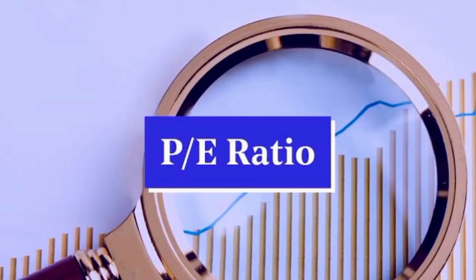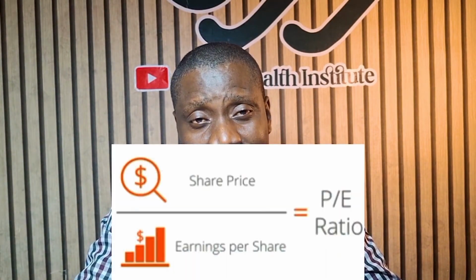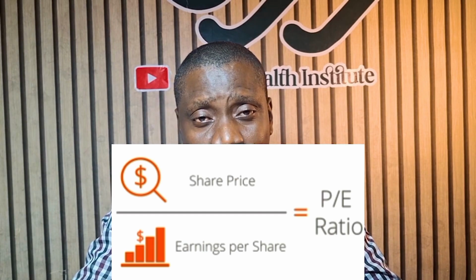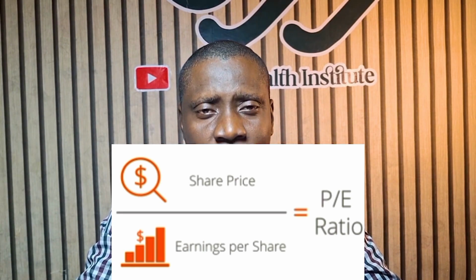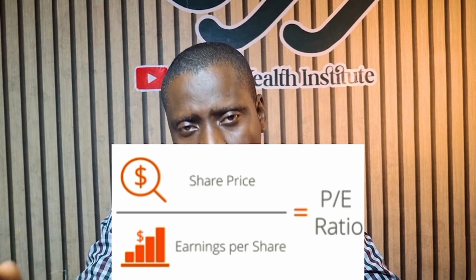The metric I'm going to talk about next is the profit to earnings ratio. The profit to earnings ratio. Okay, so what's the profit to earnings ratio? It is the ratio of the company's share price over the earnings per share of that stock.